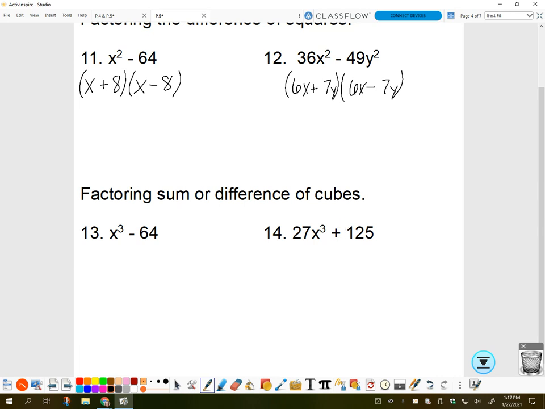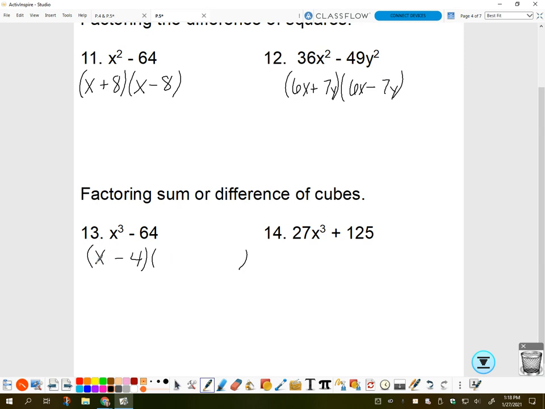All right, those are always going to follow a pattern too, but it's going to be a binomial and a trinomial. The binomial is just going to be their cube roots and whatever sign is in between. So cube root of x cubed is x. Cube root of 64 is 4. Keep the minus sign.